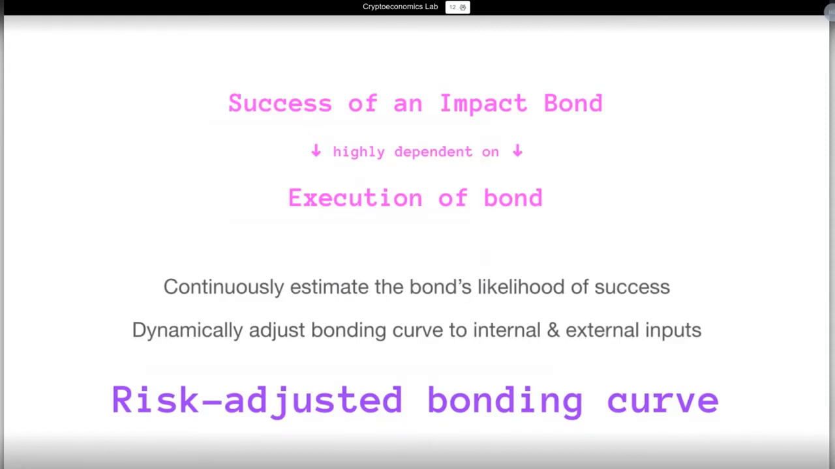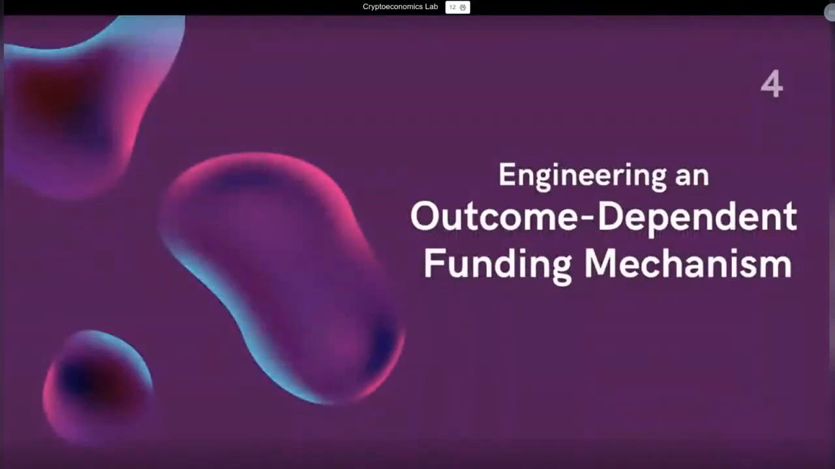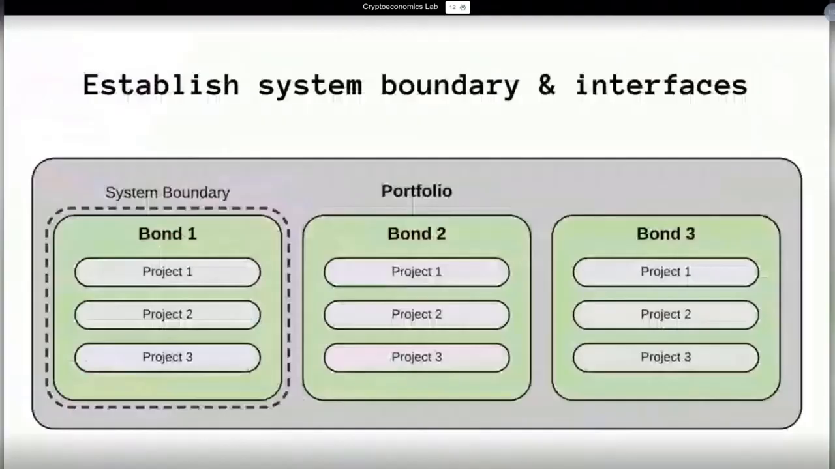So instead of setting the bond's likelihood of success as an a priori assumption at the start of the bond, we continuously estimate the likelihood of success based on what all of the participants in the project think. So we're dynamically adjusting the bonding curve based on all of the internal and external inputs. And thus we get a risk-adjusted bonding curve, which is what we're going to be exploring further. This is the instrument we use to deploy an outcome-dependent bonding mechanism.